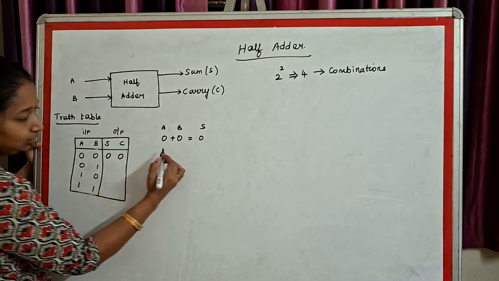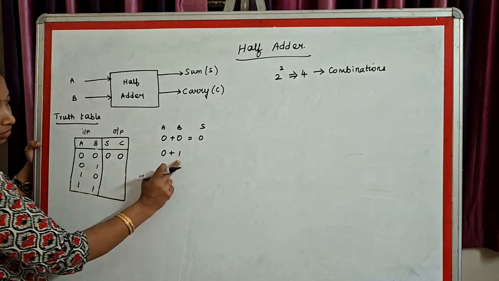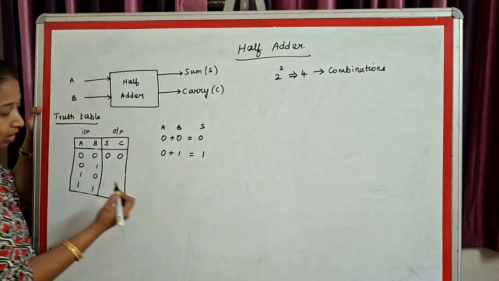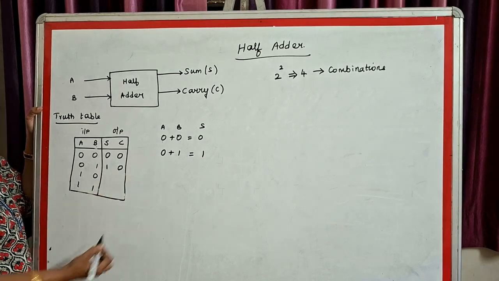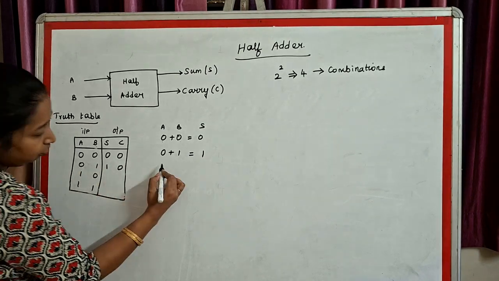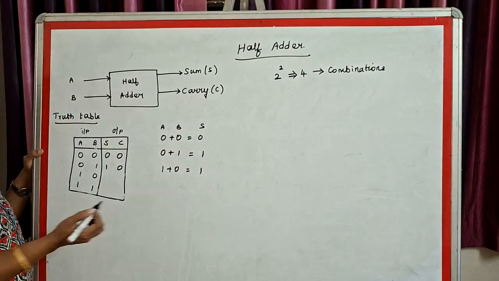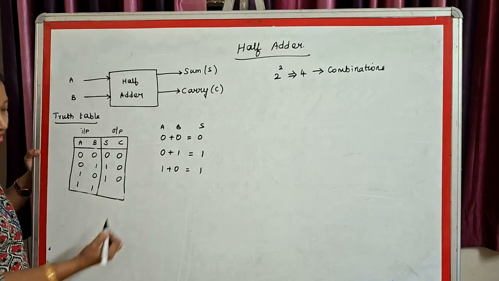The next combination, 0 plus 1. 0 is for A and 1 under B. What is 0 plus 1? It is 1. So my sum is 1. Do I have a carry here? I don't have a carry, so I'll put 0. Clear? The next combination, 1 plus 0. 1 plus 0 is what? Again 1. Do I have a carry here? No, I don't have a carry. So sum is 1, carry is 0.